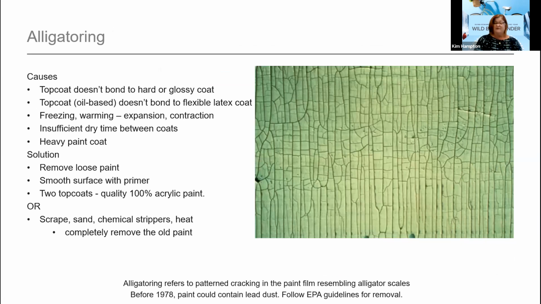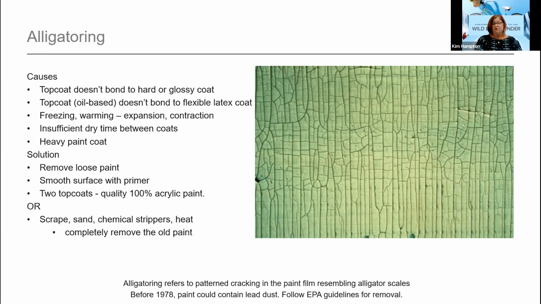Alligatoring, say that 10 times fast, looks just like the name, the skin of an alligator. The causes include the top coat not bonding to a hard glossy coat, an oil-based top coat not bonding to a flexible latex coat, expansion and contraction due to extreme temperature changes, insufficient dry time between coats, or too heavy of a paint coat.